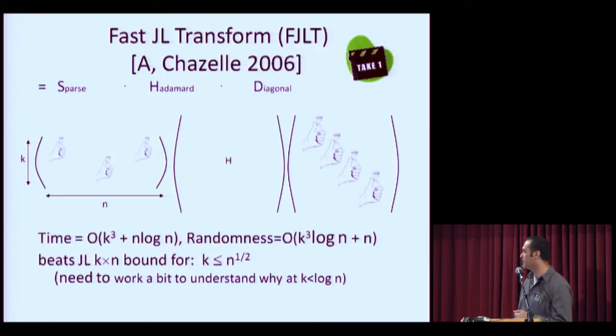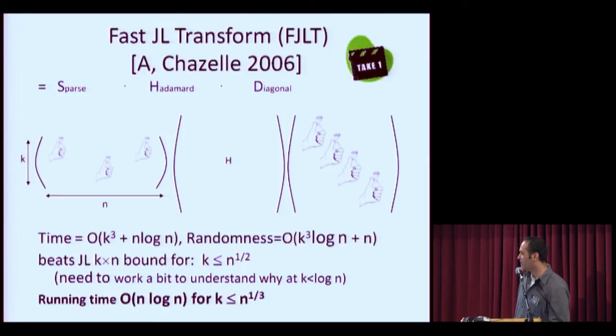So the running time is K cubed plus N log N. That's the time to perform the Fourier transform. It will beat the, say, classic Johnson-Lindenstrauss k times n bound for k at most square root of n. For this k, you roughly get n to the 3/2 for both algorithms. You need to work a bit to understand why it's better for a very small k, but I won't get into that right now. You need to know a little trick here. But the important thing to take away from this slide or from this take one is that you get order of n log n running time for k at most cubic root of n.